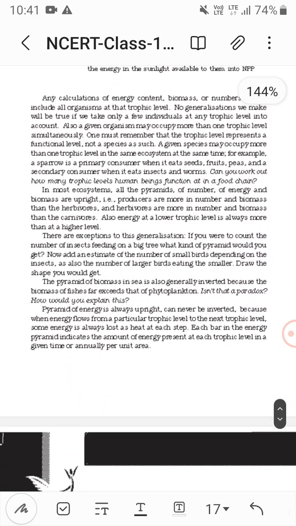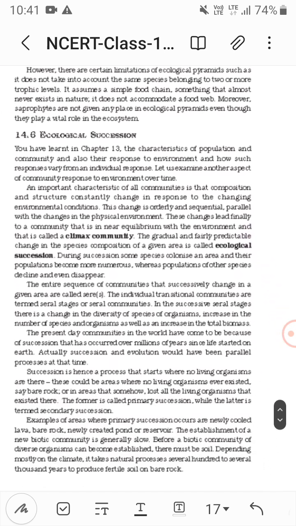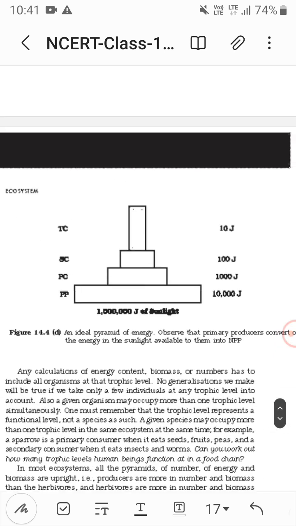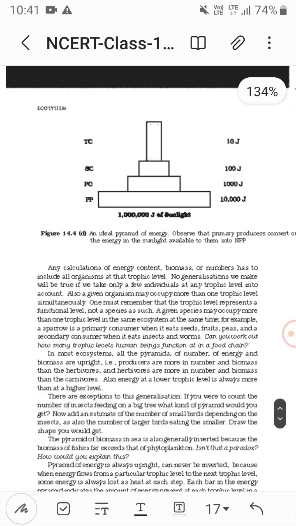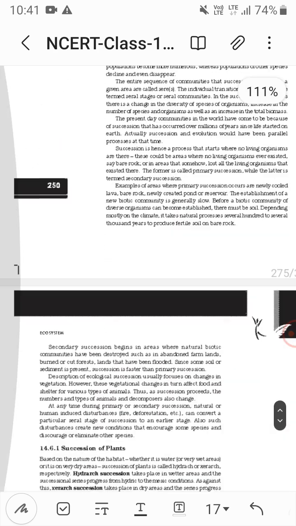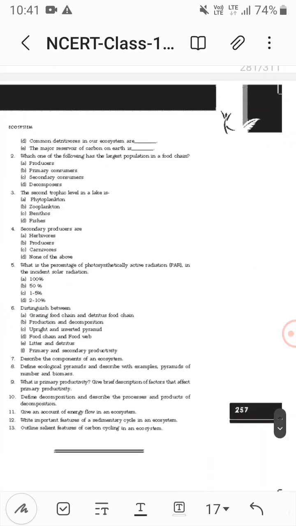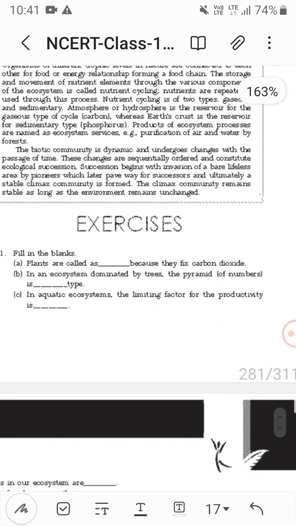Then there is ecological succession, and it is out of syllabus. That's it. So this is your chapter, the ecosystem. Now what about the exercises? So, exercises.